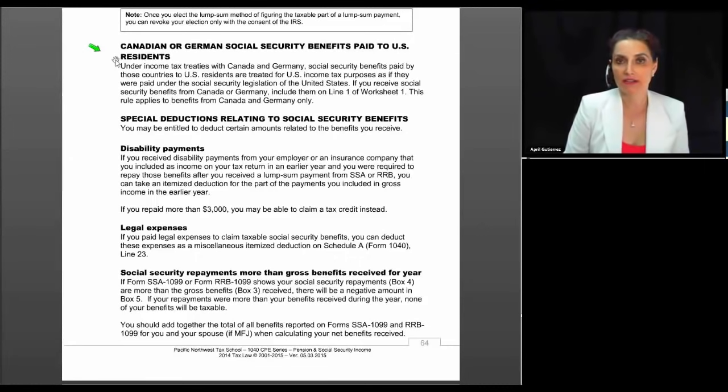Now, just to give you a little hint, Canada does not directly call the Social Security equivalents Social Security. They call them Canada Pension. So if you have a client who is receiving benefits from Canada Pension, that should tell you that they're receiving Canada Social Security, and you would do the Social Security benefits worksheet and report the taxable amount on line 20 of the tax return. Special deductions relating to Social Security benefits.